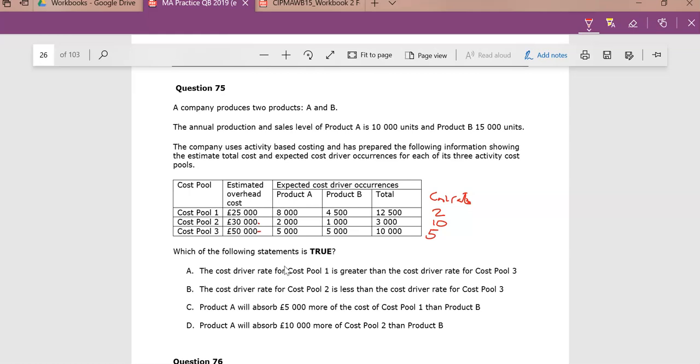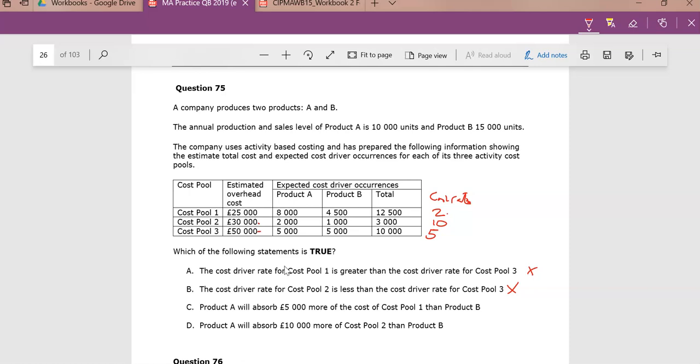I'm sure I could actually eliminate some of these questions earlier. The cost driver rate for cost pool 1 is greater than cost pool 3. No, that's not true. That's 2, and that's 5. The cost driver rate for 2 is less than, no, that's not true. That's 10, and that's 5. Now, so I need to do some work.